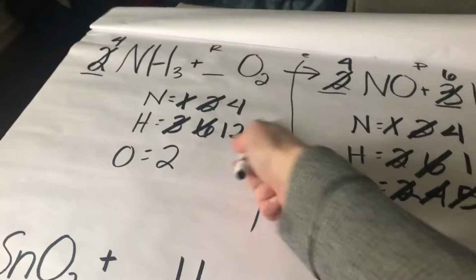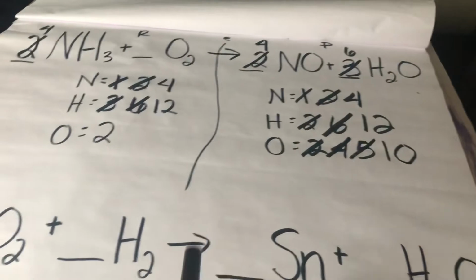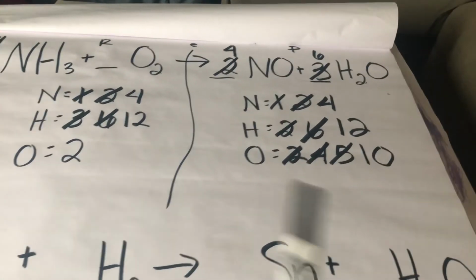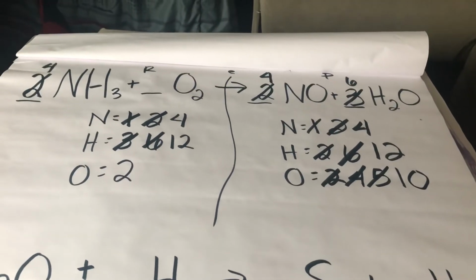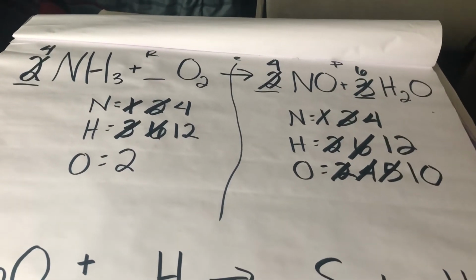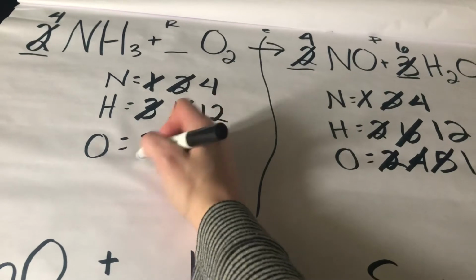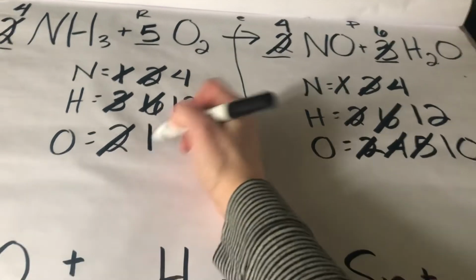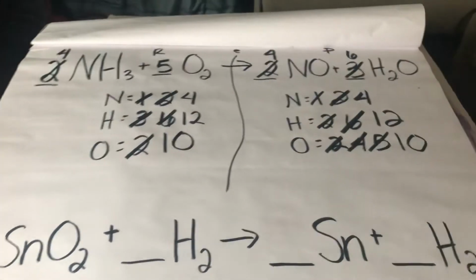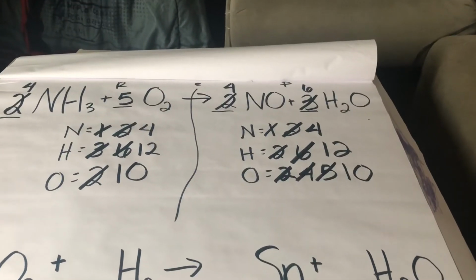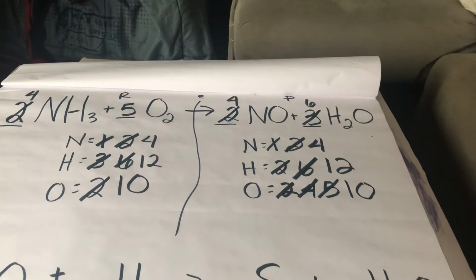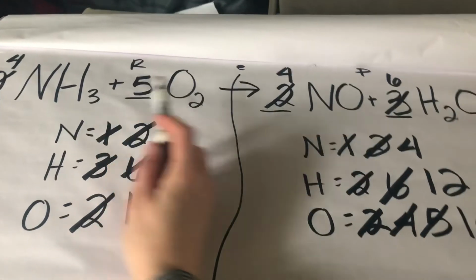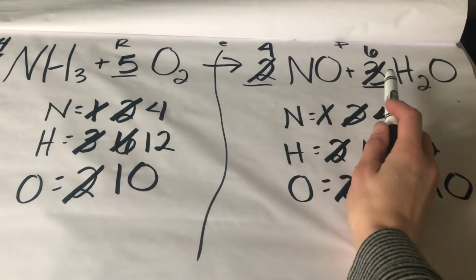So now my nitrogens are balanced, my hydrogens are balanced, but my oxygens are not. I need to have 10 oxygens over here. How am I going to get 10 oxygens over here? Well, I'm going to multiply by 5. 5 times 2 is 10, to give me my 10 oxygens. So now my nitrogens, hydrogens, and oxygens are balanced. So my coefficients would be 4, 5, 4, 6.